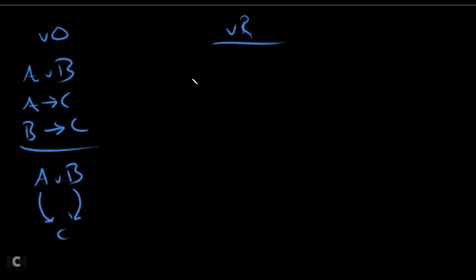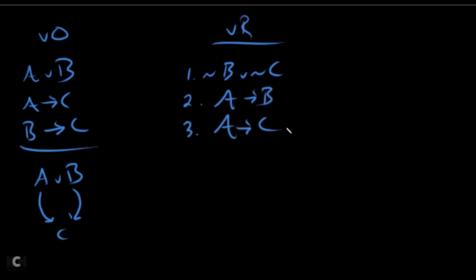So what we have here would be squiggle B, wedge, squiggle C, A arrow B, and A arrow C. Now this does not correspond to this. This would actually be a new model. So here's what looks like what's going on in this model.